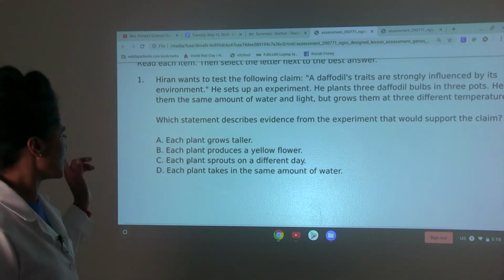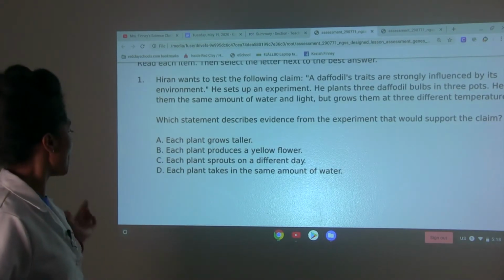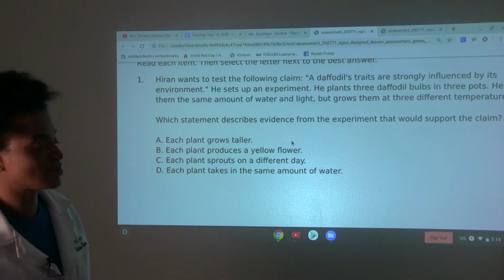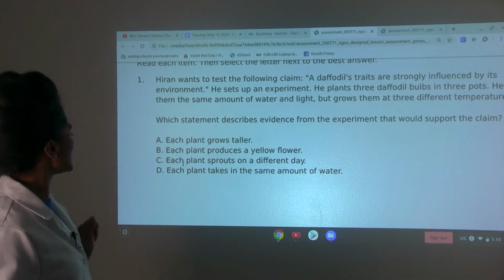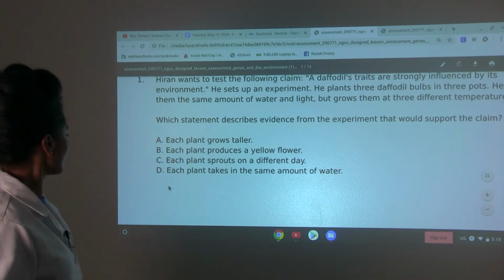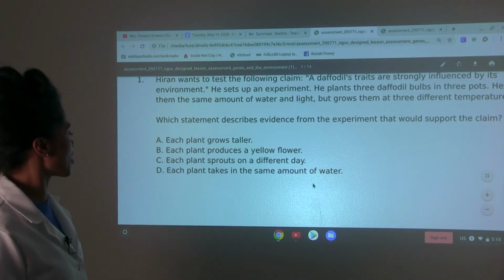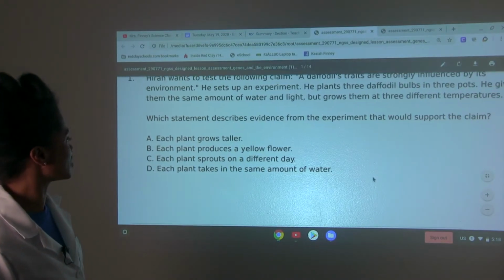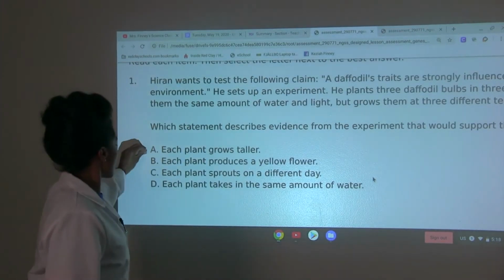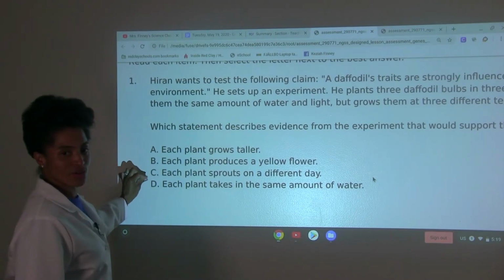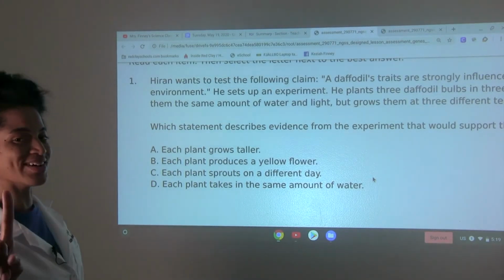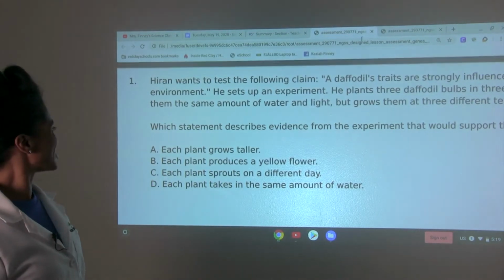A, each plant grows taller. B, each plant produces a yellow flower. What do you think? C, each plant sprouts on a different day. D, each plant takes in the same amount of water. Which statement describes evidence from the experiment? What would you select? A, B, C, or D? 5, 4, 3, 2, 1. Let's check.